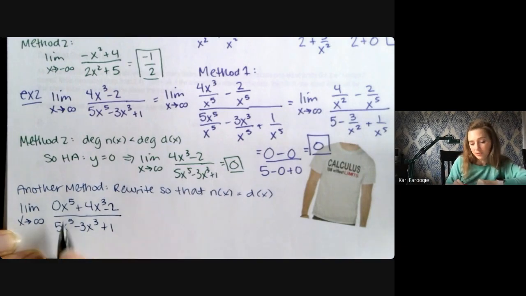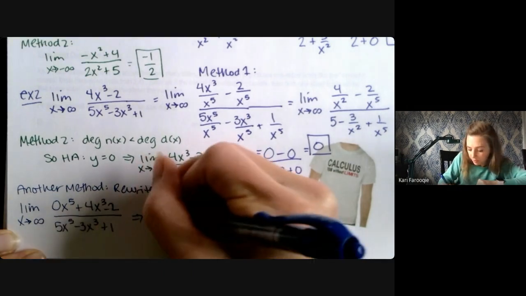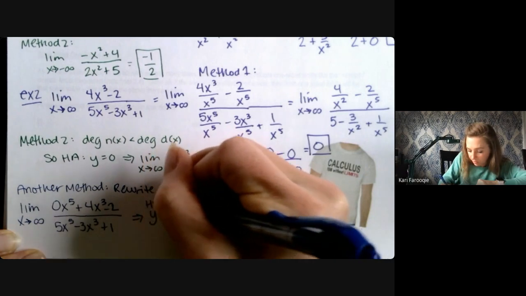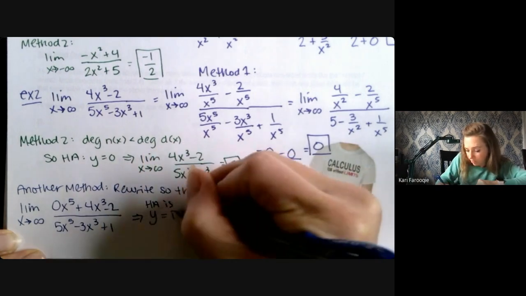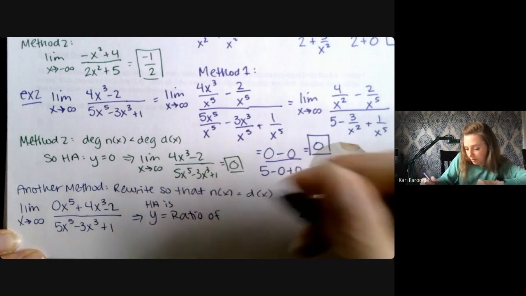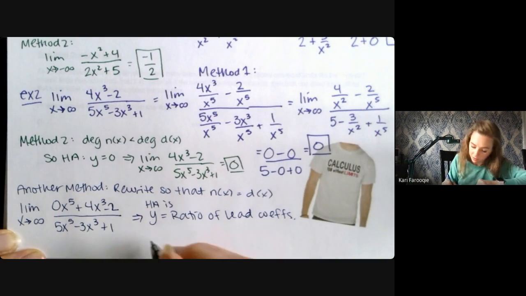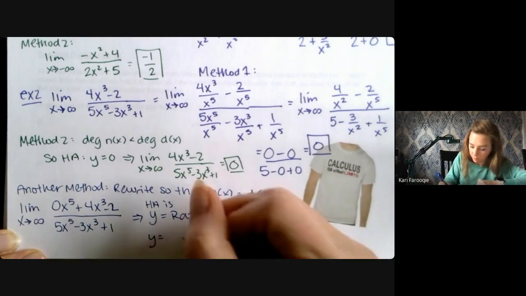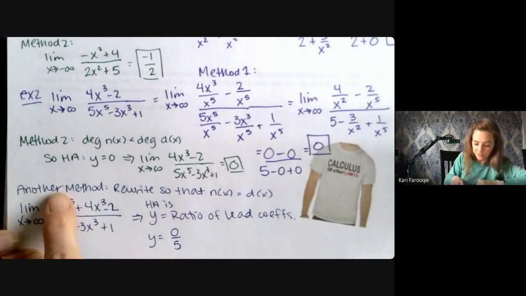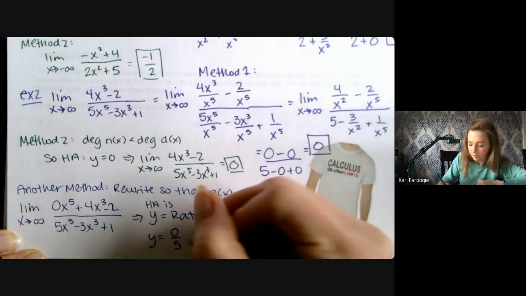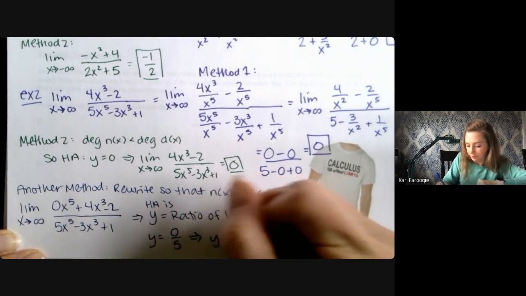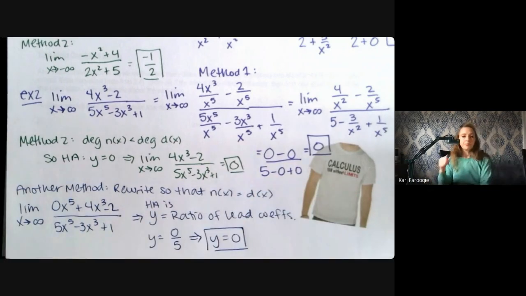And as long as you have the same degrees in the numerator and denominator, you can apply this ratio of lead coefficients deal. So we would say that the horizontal asymptote is y equals the ratio of the lead coefficients. That means y equals 0 divided by 5, which is 0. And you get the same answer.